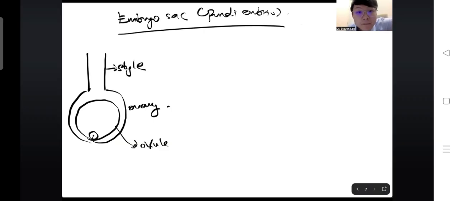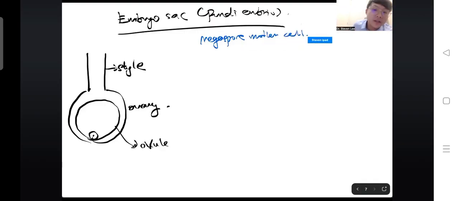Microspore mother cell, right? Make a guess. Just now I told you already. Male is microspore. So for the female one, guess what's the name? Megaspore. So the first cell is called megaspore mother cell. Megaspore mother cell. Diploid or haploid, this cell, 2n or n? Must be 2n.